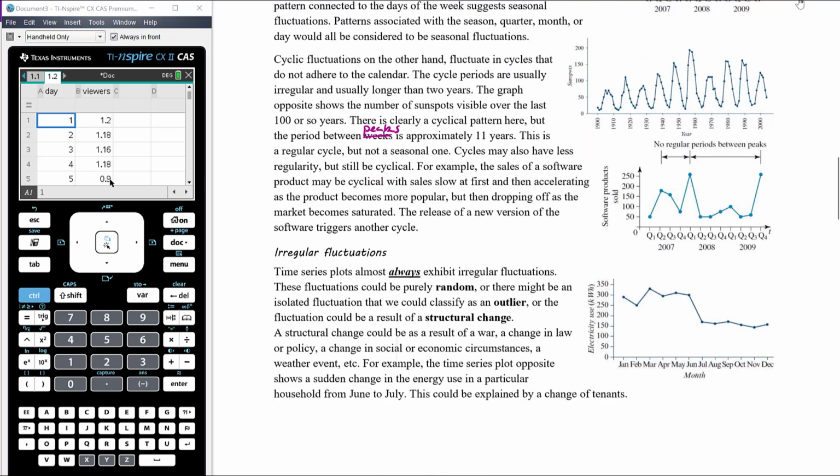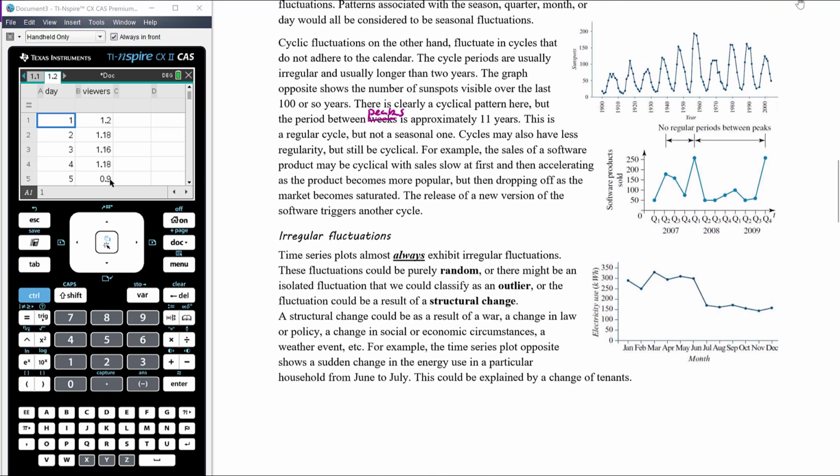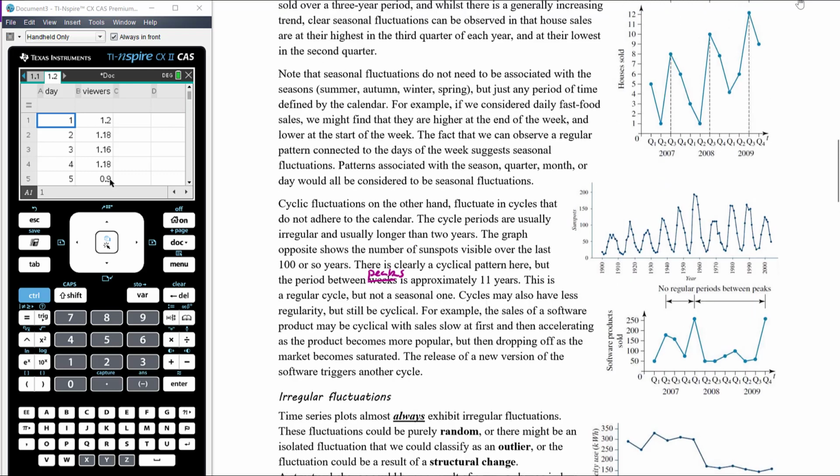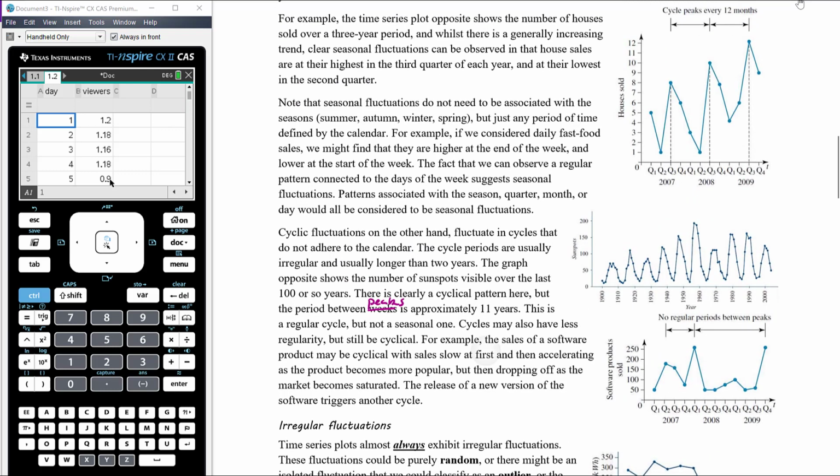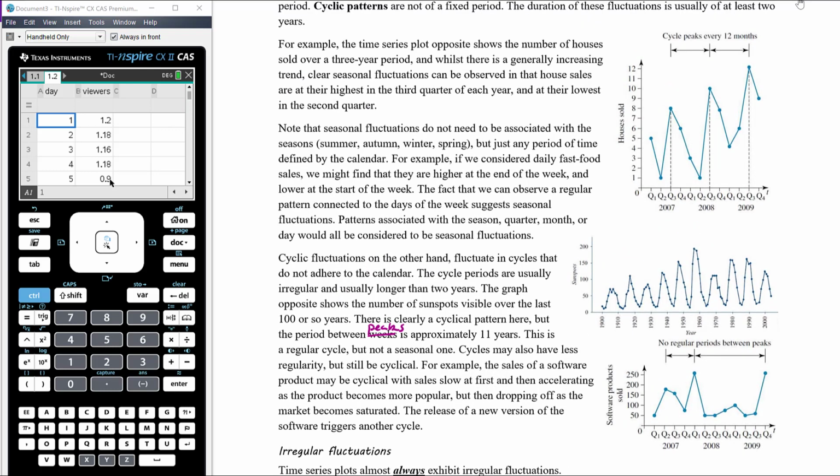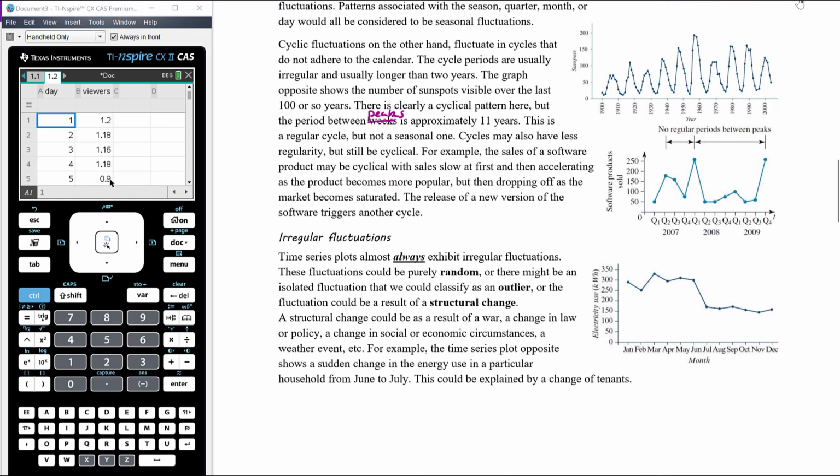Then we can have irregular fluctuations. Now I want to be really clear that every single time series plot has irregular fluctuations. In fact, even these seasonal and cyclical fluctuations, there's some irregularity here. We're not seeing exactly the same cycle happen from month to month or year to year. Okay, so all time series plots have irregular fluctuations. I want to be clear about that.